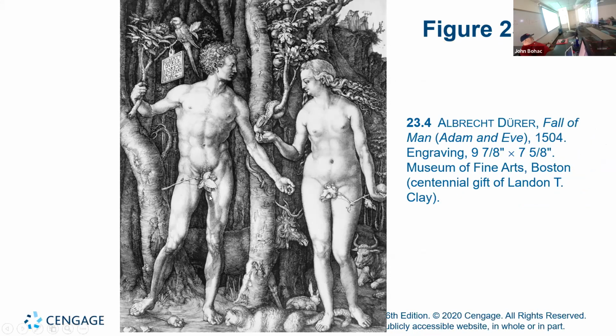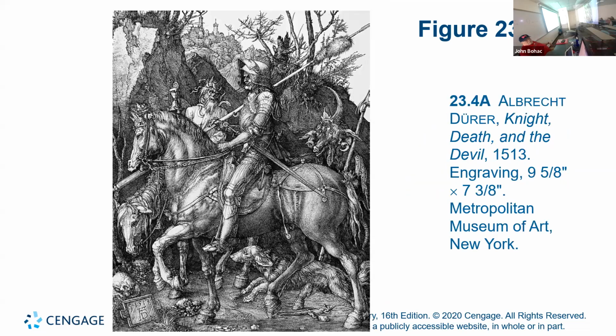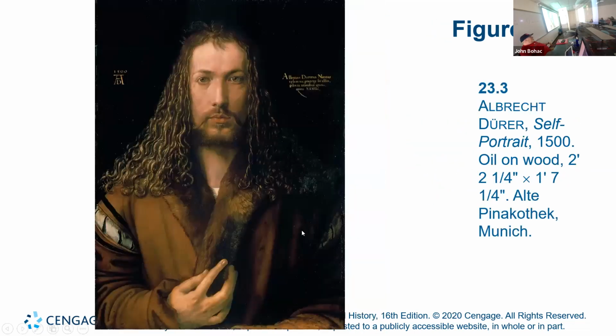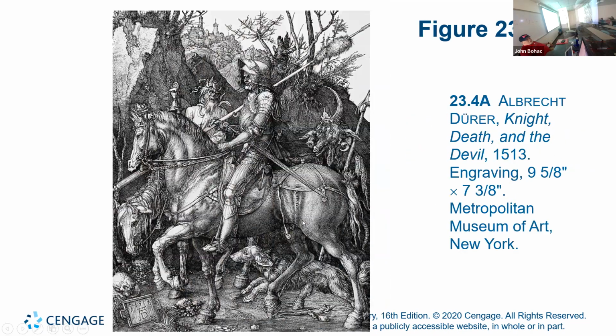Adam and Eve, there's a little bit more modesty here. He put little fig leaves over their private parts. Bottom line is that he's a printmaker, he does watercolors, he does paintings, and he does drawings. And they range over a broad spectrum of things. And so there's another Albrecht Dürer print. There are many of them.